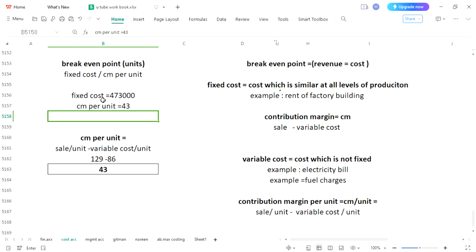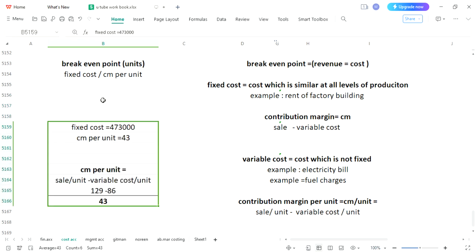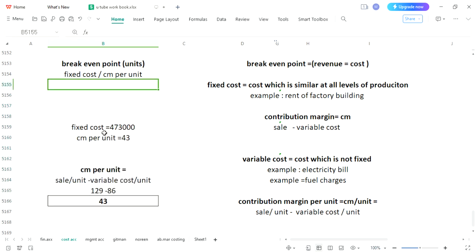And finally, all inputs to calculate your break-even point have been calculated. So we are free now to put in our amounts. Fixed cost, look over here. We have already mentioned that it is 473,000, and we need to divide it by CM per unit. That has been calculated as 43. Our statement has been completed: 473,000 divided by 43.